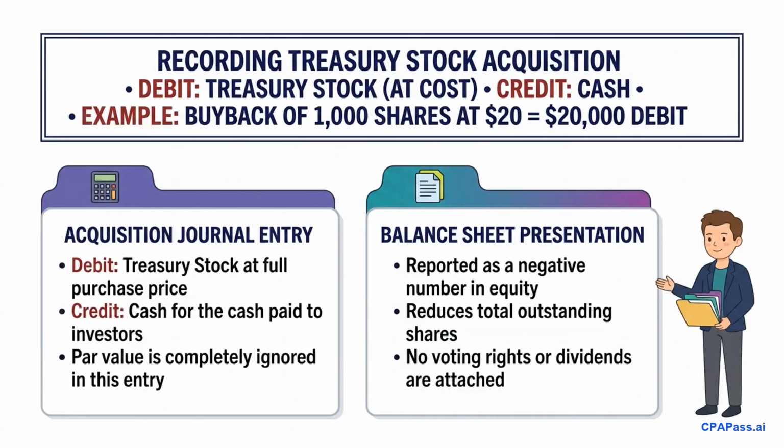Let's look at the mechanics of the cost method. When a company buys back its own stock, we debit Treasury stock for the full purchase price paid to investors. For example, if Def Company repurchases 1,000 shares at $20 per share, we debit Treasury stock for $20,000 and credit cash for $20,000. Notice that we completely ignored the stock's par value here. This $20,000 debit balance acts as a direct reduction to total stockholders' equity. Remember, Treasury stock does not receive dividends, has no voting rights, and must never be shown as an asset on the balance sheet.